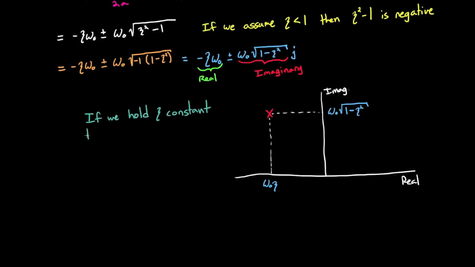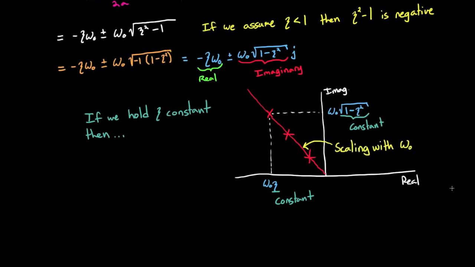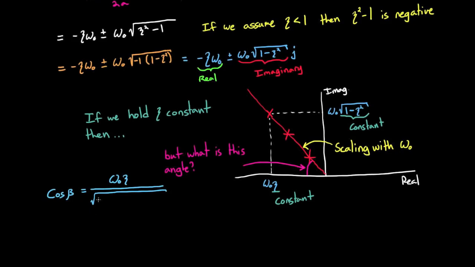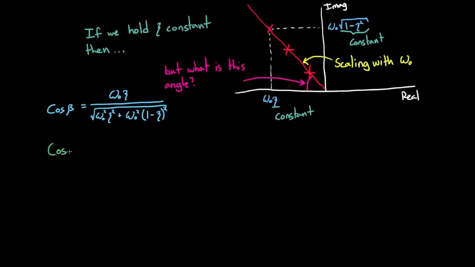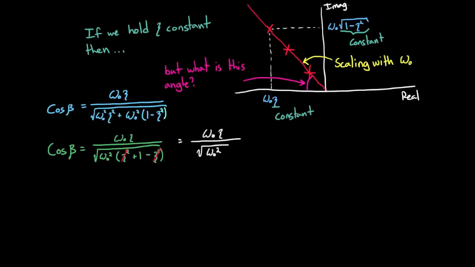Now it should be easier to see that if we hold zeta constant, the pole scales with omega naught along that line that intersects with the origin. But what is the angle of that line? This can be determined using trigonometry and recognizing the right triangle that is made with the real axis. The adjacent side of the triangle is omega naught times zeta, and the hypotenuse is the square root of the real and imaginary components squared. And I really love these types of problems, because as you expand it all out, all of the terms cancel and you're left with just cosine of beta equals zeta.